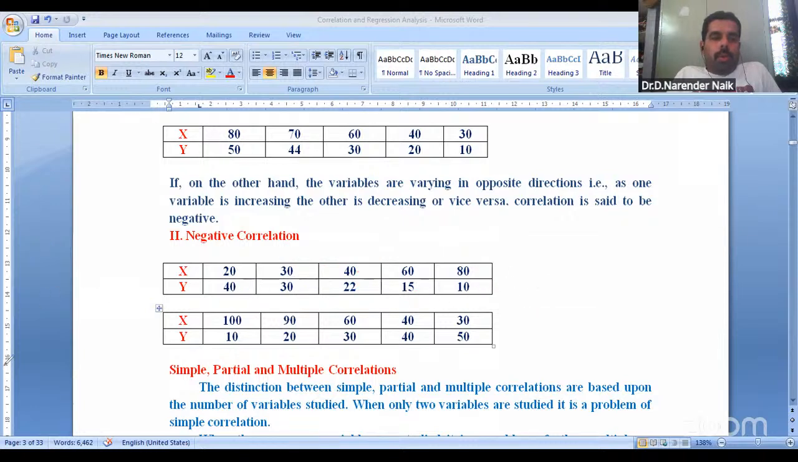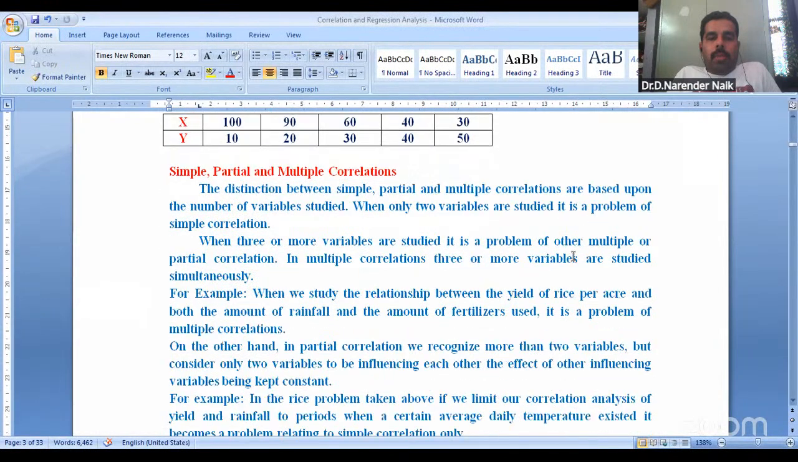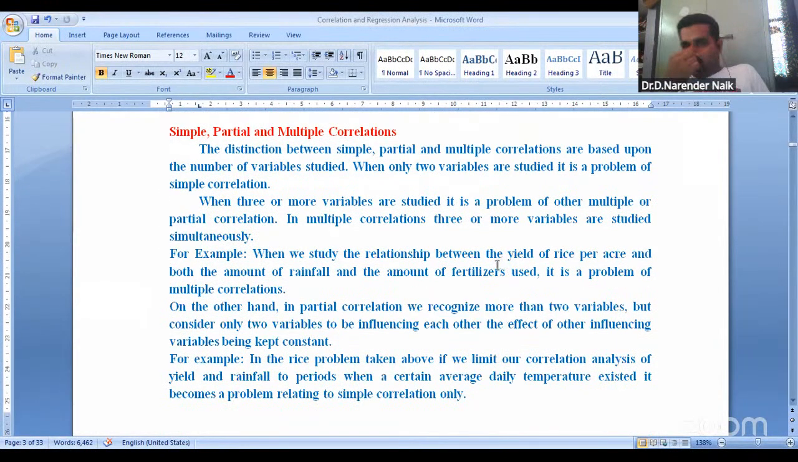Then next over here, simple, partial, and multiple correlation. The distinction between simple, partial, and multiple correlation is based upon the number of variables studied. When only two variables are studied, it is a problem of simple correlation. Only one variable.